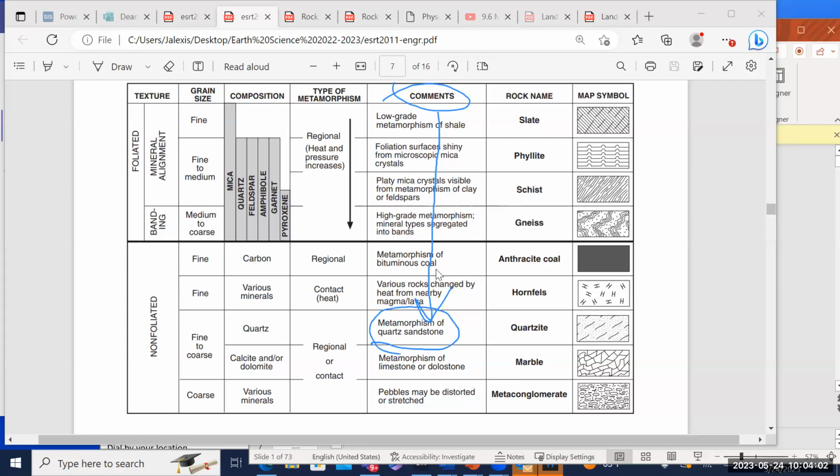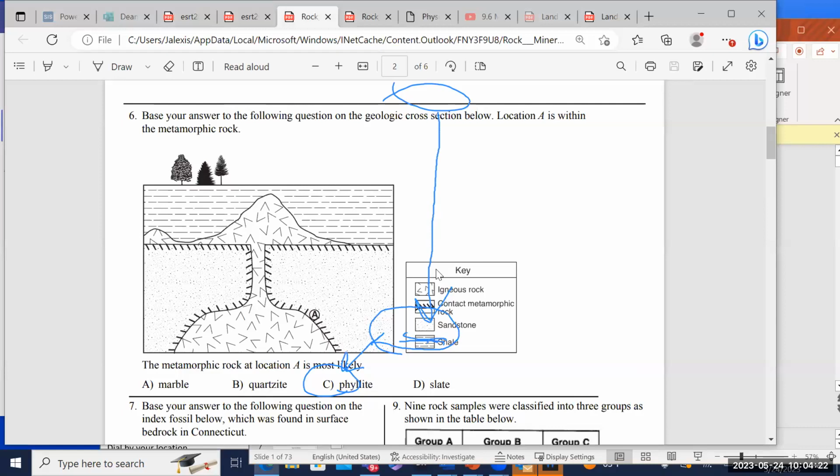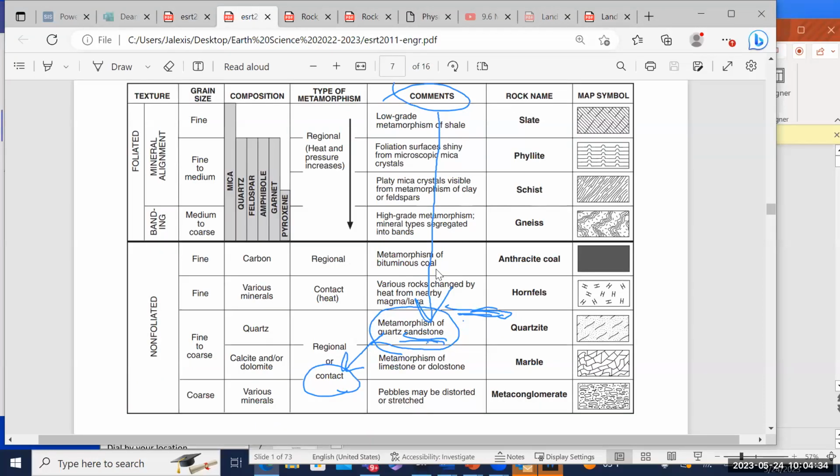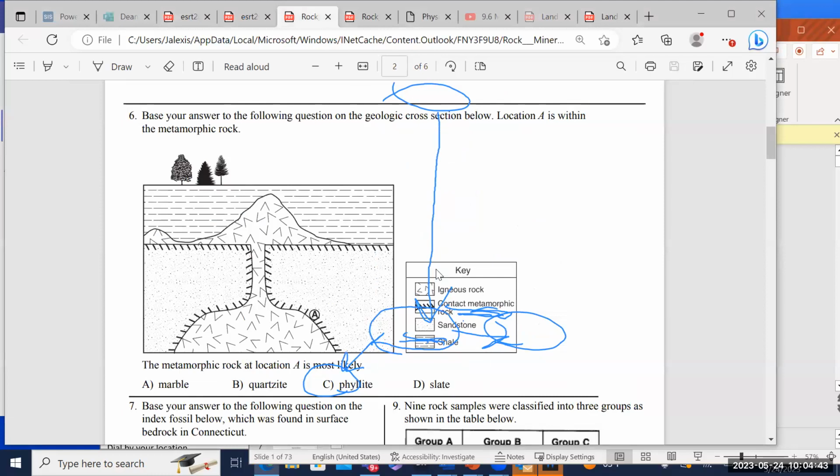So I'm looking right here, and it tells me that this metamorphic rock used to be sandstone, and then it went through metamorphism. And the important thing that it says right here is that it went through contact metamorphism, right? Because if we look back, I see it says it right here: contact metamorphism. And it's sandstone. So when I take a look, my correct answer is going to be quartzite. And that is choice B.